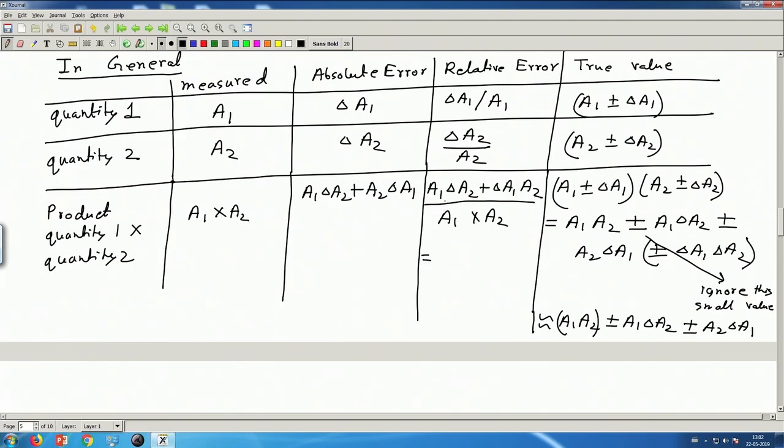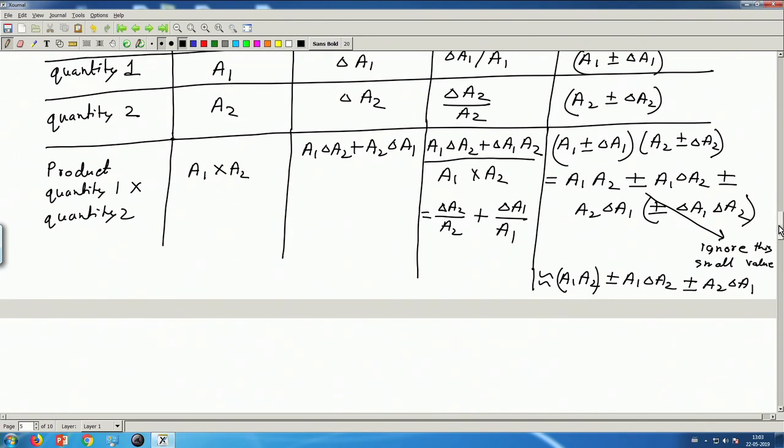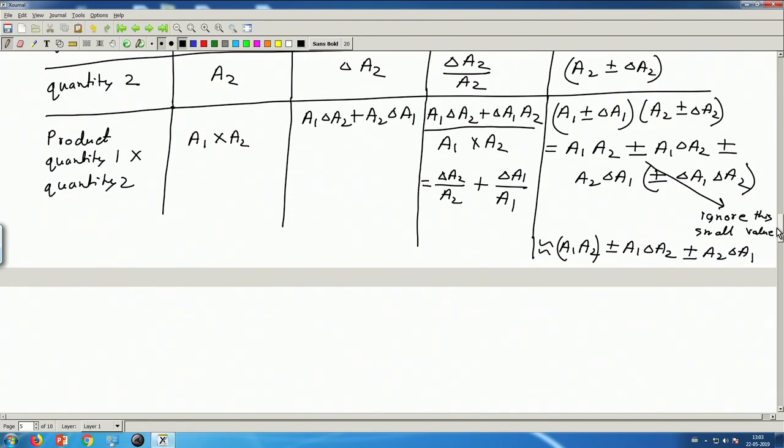and this will come out to be, so here in the first term A1 and A1 will cancel, we will have delta A2 by A2, then plus in the second term A2 and A2 will cancel, delta A1 by A1. So you see that the relative error in the product is the sum of the individual relative errors, this plus this. So this quantity plus this quantity is this quantity. So this is true in general. Okay. Now this is also true for division.